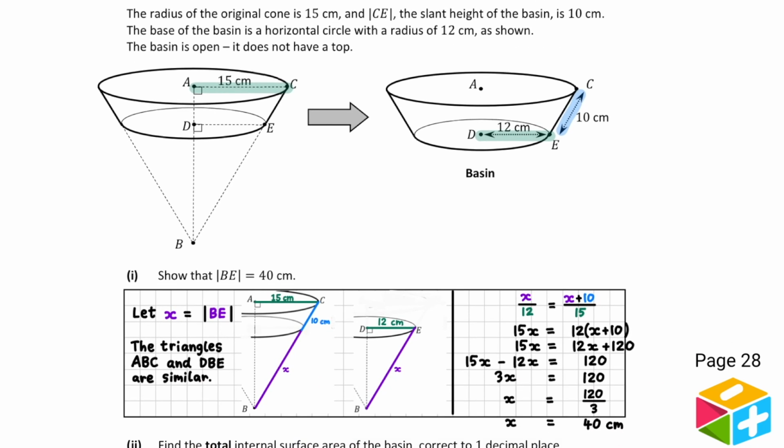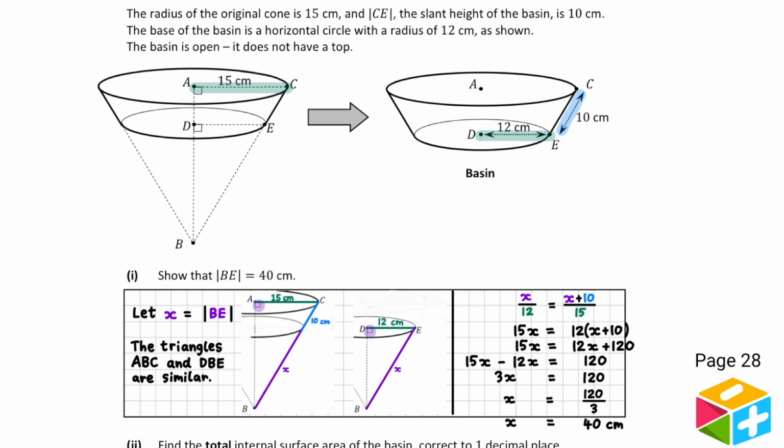In the first part of the question, we must show that the length from B to E is 40 centimeters. The key to solving this is observing that we have some similar triangles in our cone. Let's focus on the triangles ABC and DBE.